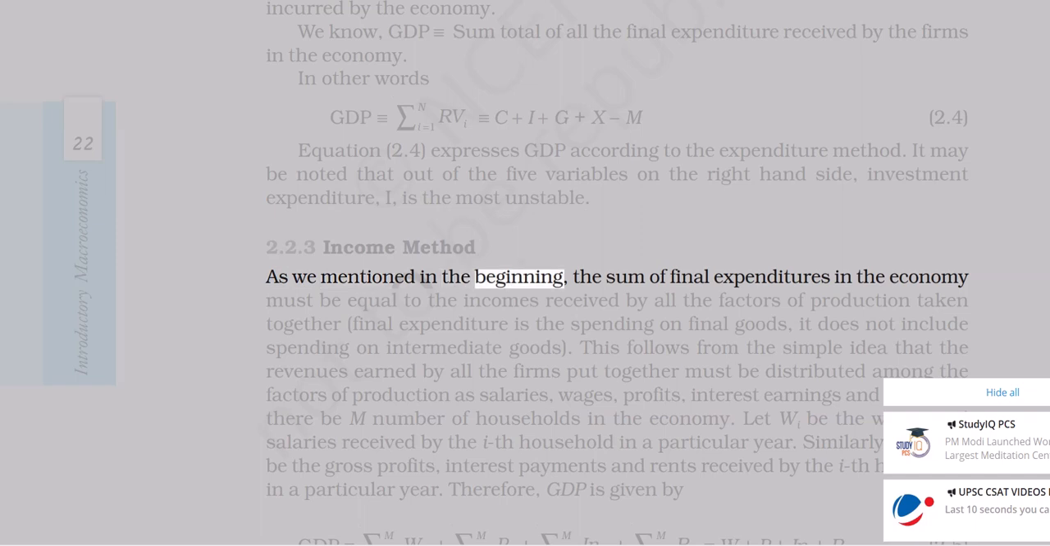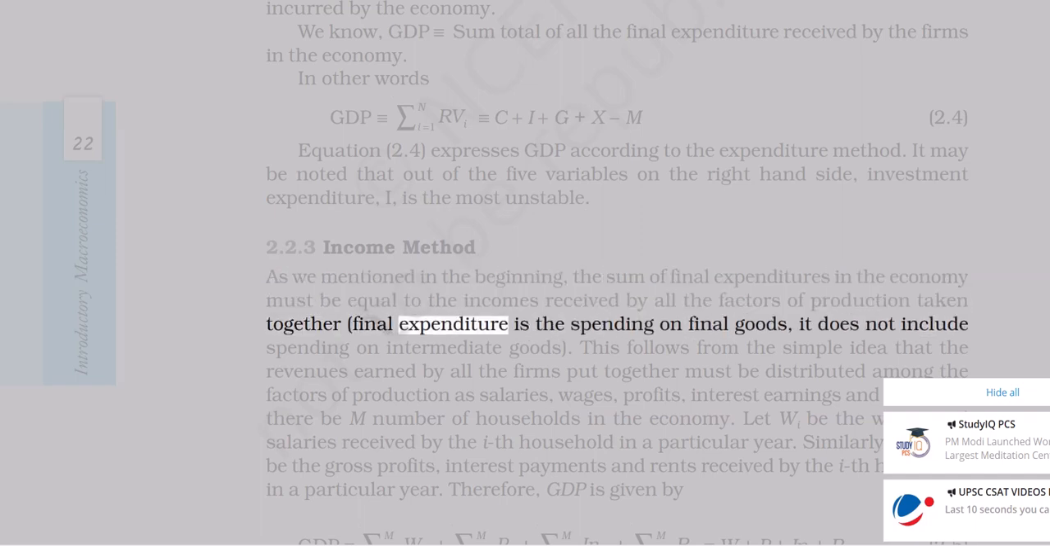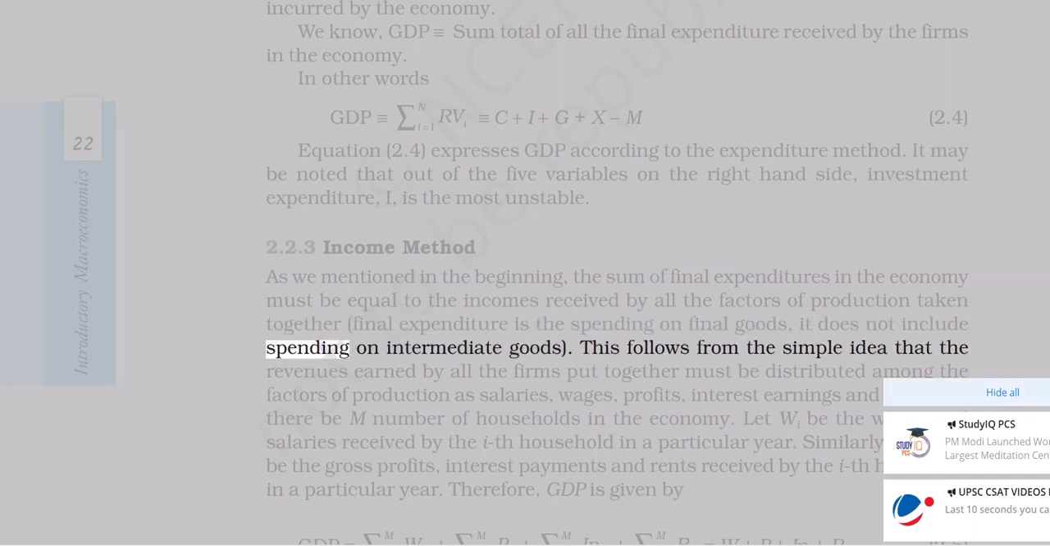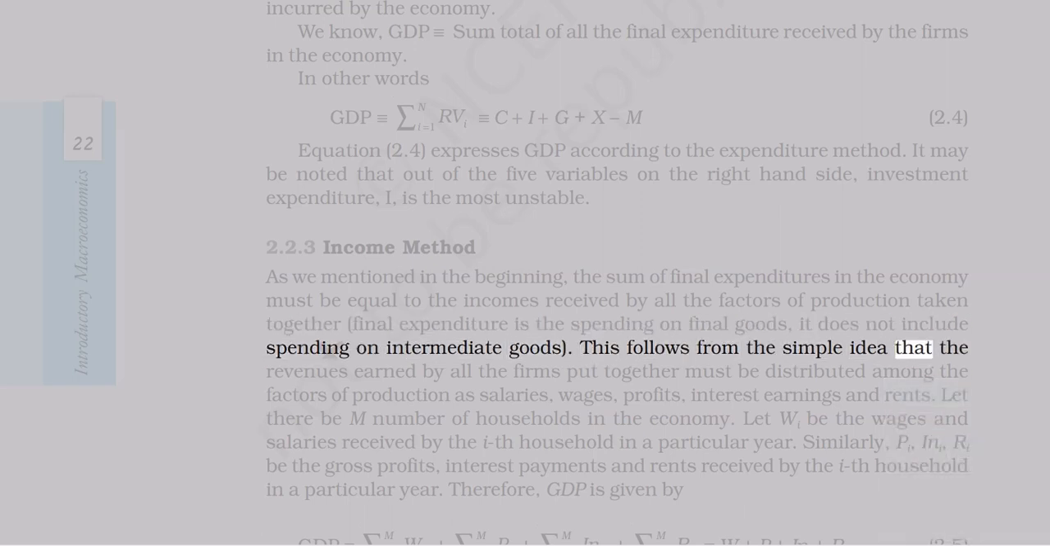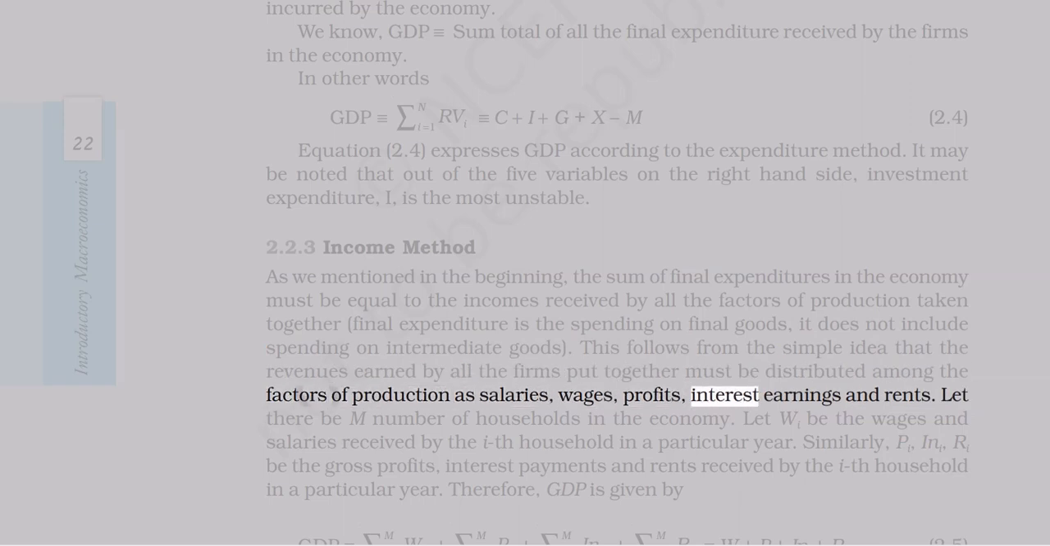2.2.3 Income method. As we mentioned in the beginning, the sum of final expenditures in the economy must be equal to the incomes received by all the factors of production taken together. Final expenditure is the spending on final goods. It does not include spending on intermediate goods. This follows from the simple idea that the revenues earned by all the firms put together must be distributed among the factors of production as salaries, wages, profits, interest earnings and rents.